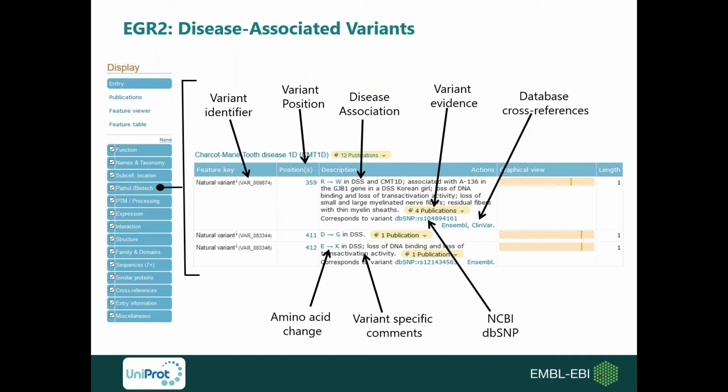Following this, variant information can be found here: a UniProt specific variant identifier, the variant position, the amino acid change, the disease association, the variant-specific comments, such as impact on protein function, variant evidences, and database cross-references to dbSNP and ClinVar, for example.